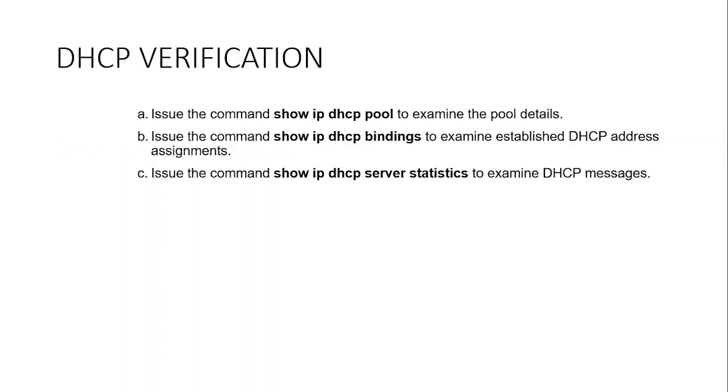So having configured the DHCP server, we have to know how to verify if things are working. For verification, we shall use these 3 commands. The first one is show IP DHCP pool. It is very important always to know the use of these commands. When we say show IP DHCP pool, what we are trying to get is the details of the pool. In other words, we are trying to examine the pool details.